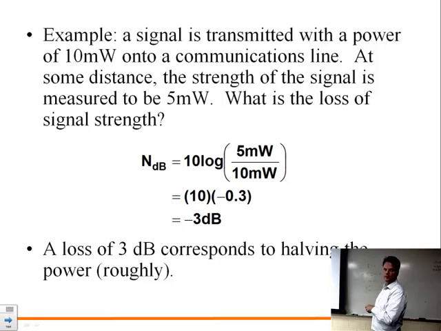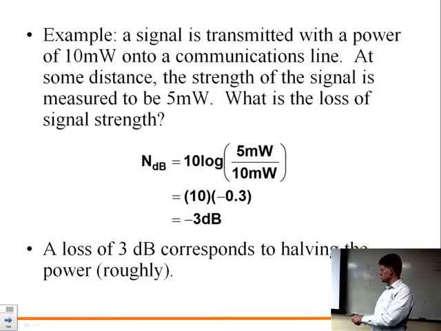So you take the ratio of the output power divided by the input power. So that's 5 over 10. That's 1/2. Take the log of that. Well, 1/2 is less than 1. So when you take a common log of something less than 1, you're going to get something negative. So you multiply by 10. So you get about minus 0.3 times 10. You get a loss of about 3 decibels.